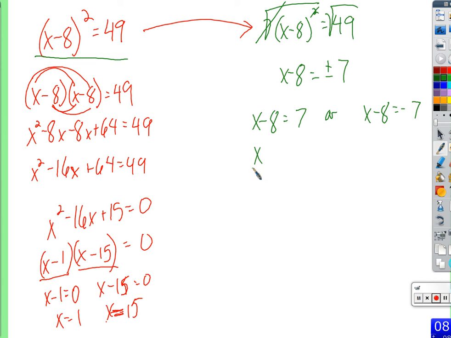And we add 8 to both sides, we get 15. Or we add 8 to both sides in this equation, and we get a positive 1. Negative 7 plus 8 is 1. So either 15 or 1 will solve the equation. And it was a lot less work than what we have written in red.